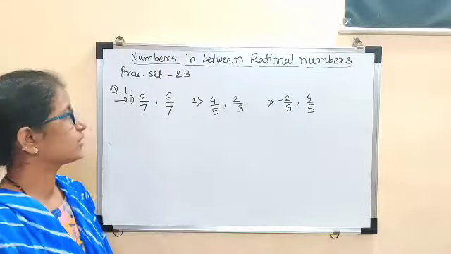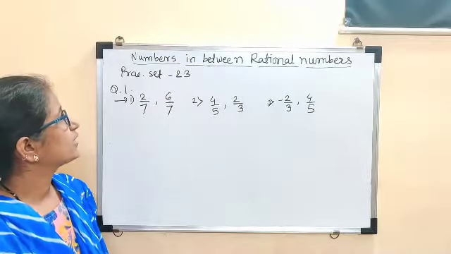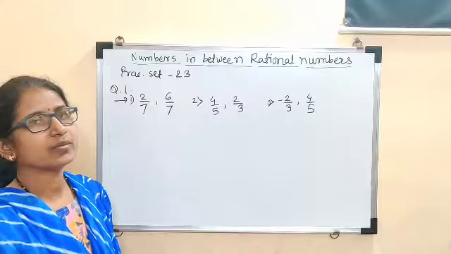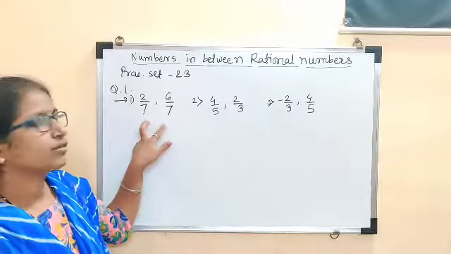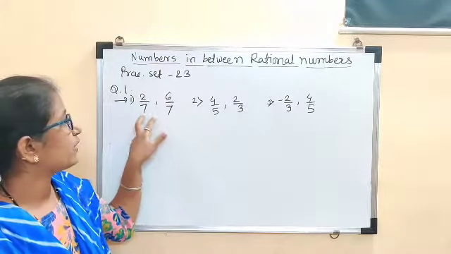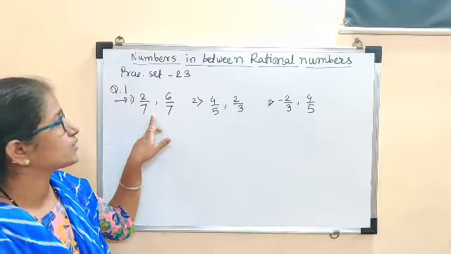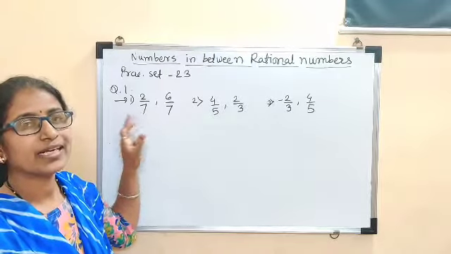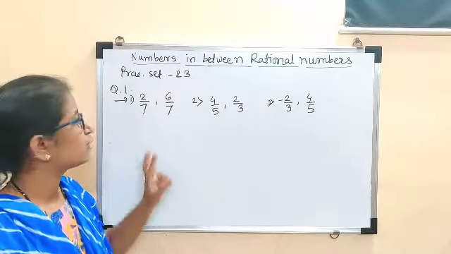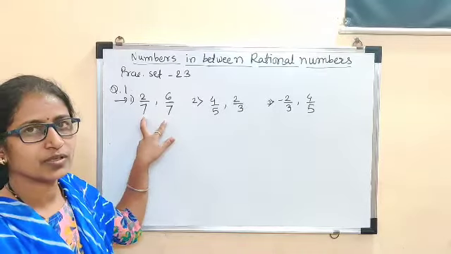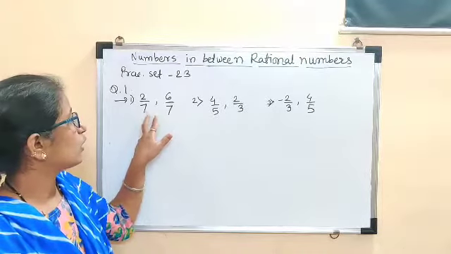Good morning, students. Let's see the next point, that is numbers in between rational numbers. Two rational numbers will be given and we have to find the numbers between them. There are infinite rational numbers in between two rational numbers. So how to find them?